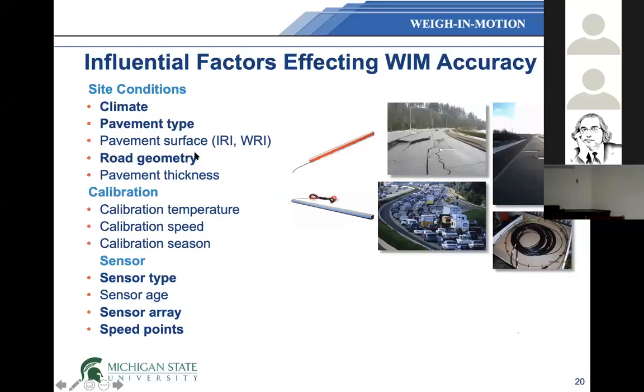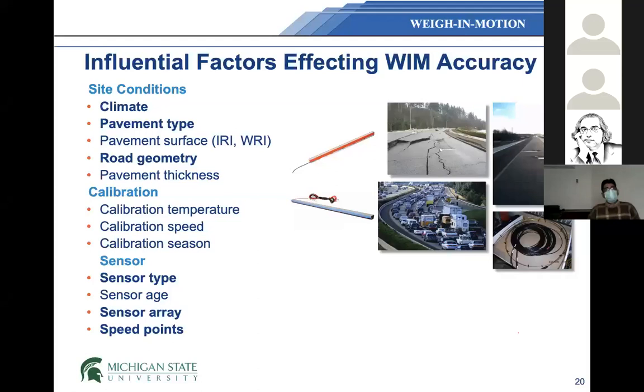Road geometry, which is the longitudinal grade of the road, can also impact the deceleration or acceleration of trucks, and that can impact the accuracy because we are measuring the load dynamically. Now, sensor type is one of the main factors. It is going to impact the sensor accuracy for sure. Each sensor type has a different technology, and this is a main factor. Sensor type will impact the accuracy of your load.